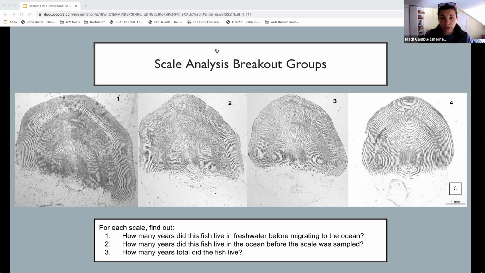And if you'd like, students can use the Jamboard associated with this module for your group discussions and scale annotations. And in about 30 minutes, we'll come back and join back together as a group so that each group can present their annotations of one of the scales.